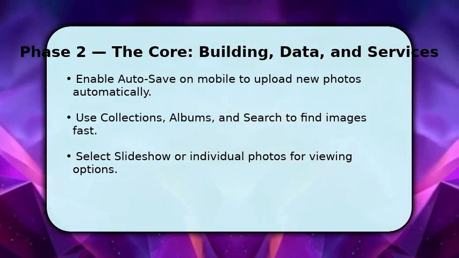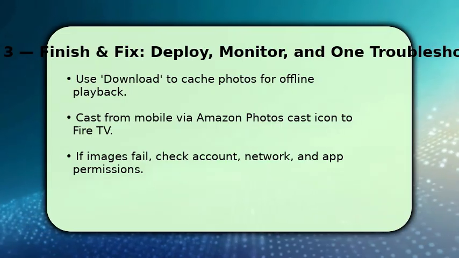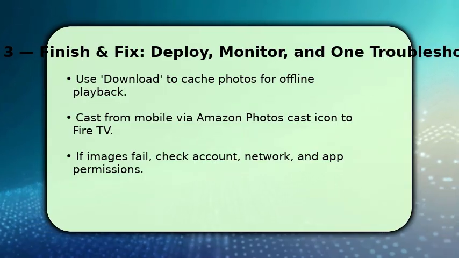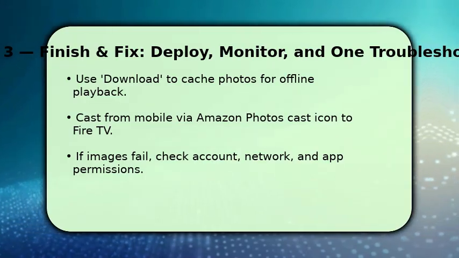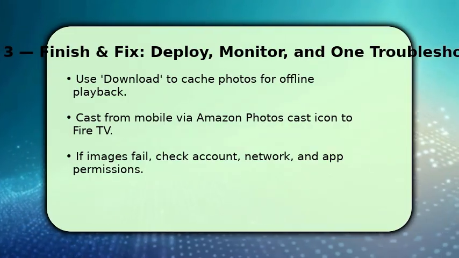To finish, decide whether to stream or cache. Use download to store photos locally on Firestick for offline slideshows. This reduces buffering. Alternatively, cast directly from your phone via the Amazon Photos cast icon if you prefer mobile control.